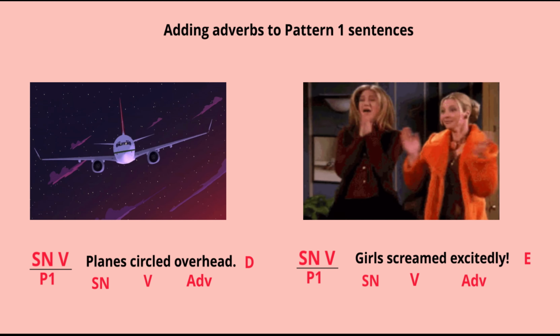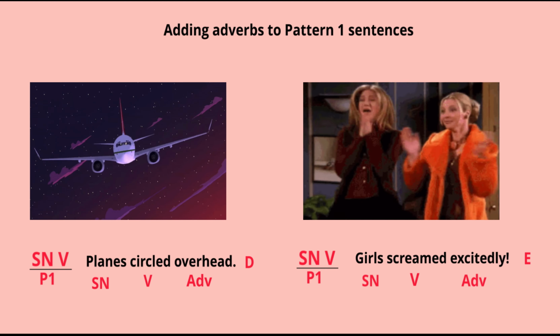In the second visual, you can see two girls jumping and screaming. Girls screamed excitedly. Who screamed? Girls. So girls will be the subject noun. And what did they do? What did the girls do? They screamed. So screamed is the action and it would be the verb. How did they scream? They screamed excitedly. So excitedly is the adverb in this sentence. And the sentence is ending with an exclamation mark. So what kind of sentence is this? Exclamatory sentence. And this pattern is subject noun verb pattern 1. Got it?